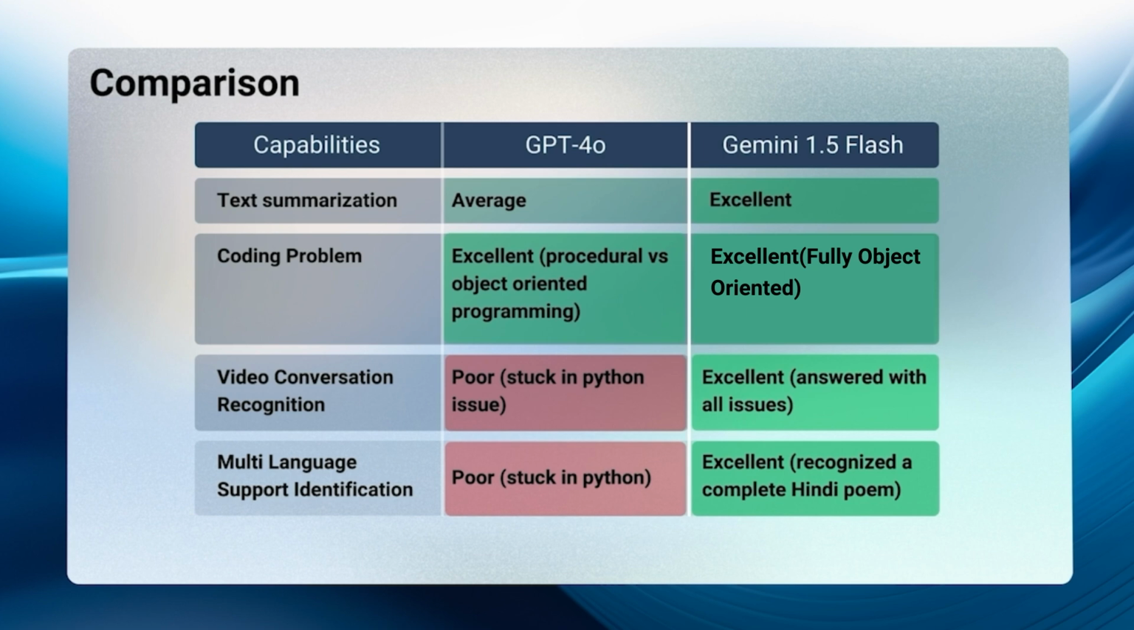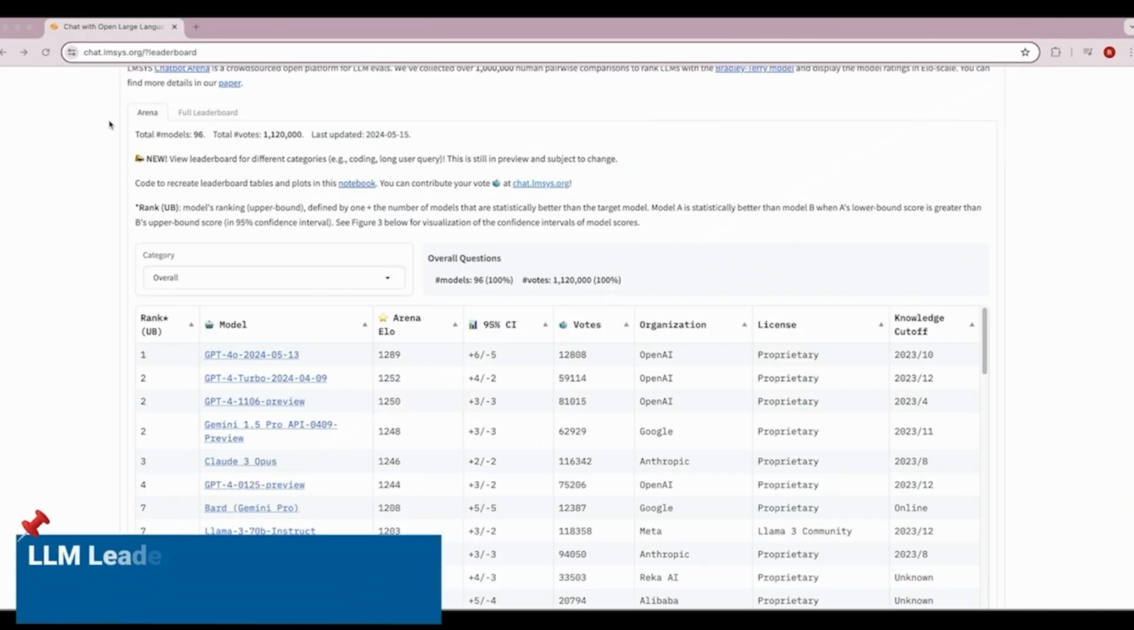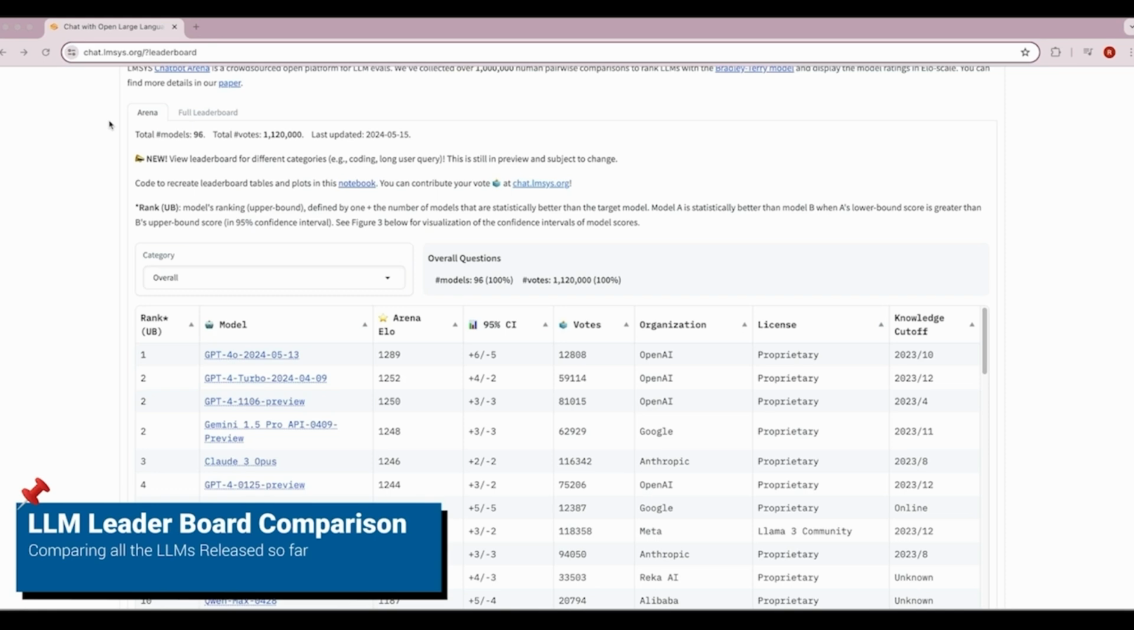And the last one was multi-language support, which both of the models claim that they do support. However, again, GPT-4 couldn't get past the Python error that it was encountering while reading the files that we uploaded, and it just got stuck there. On the Gemini 1.5 Flash side, it did an excellent job. It not only understood the multimodal video, but it extracted the whole lyrics of the Hindi poem that was recited in that. Let's go and see the LMSYS leaderboard for the models.